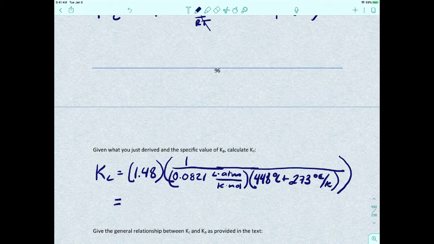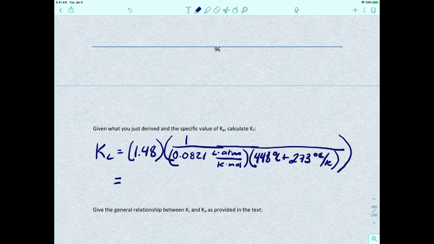All right, so once we take 1.48, let me get my calculator out. If we take 1.48 times the quantity 1 divided by 0.0821 times the temperature, so let me put this in another parentheses, 448 plus 273. All right, so the grand total would be 0.025. We don't quite know what these numbers mean yet. We know it's a ratio compared to 1, but we don't know what that means quite yet. We're getting close to that.